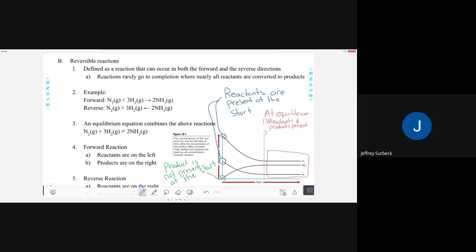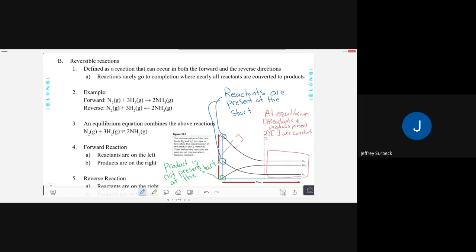Two, the concentrations are constant. The symbol for concentration is just brackets, so I'm going to say concentrations are constant. However, this is a really important point: we have some of each thing, concentrations that are constant, but notice H2 has a different concentration than NH3 and N2. So concentrations do not have to be equal. They have to be constant, but they do not have to be equal.